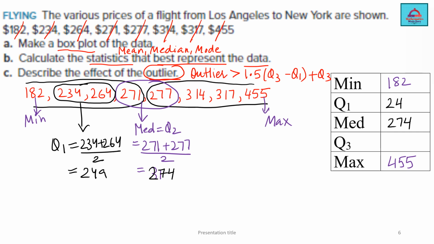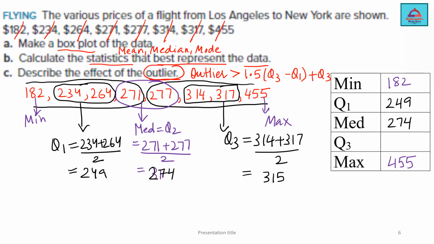So 249 is Q1. Now similarly for Q3, we are going to take the 2 numbers and add them, divide by 2. So this is going to be 315.5. So now we have got all the values, the 5 numbers that we need. So we can easily draw the box plot. I'm going to show you the box plot in the next slide. And now we move on to B part.